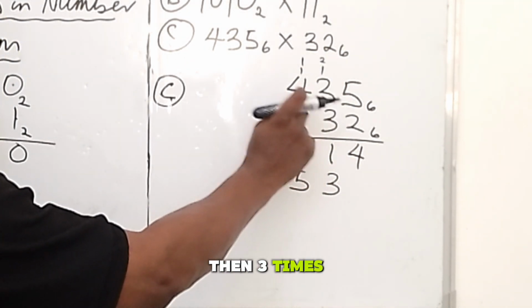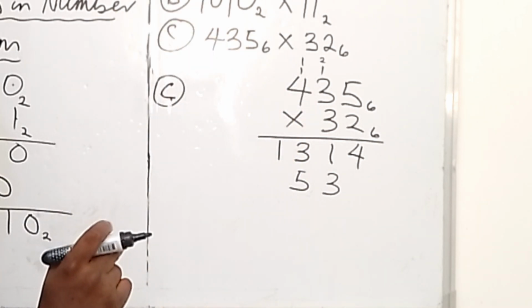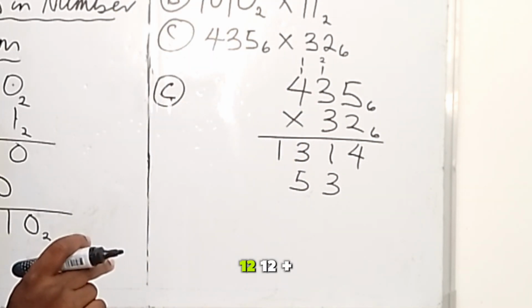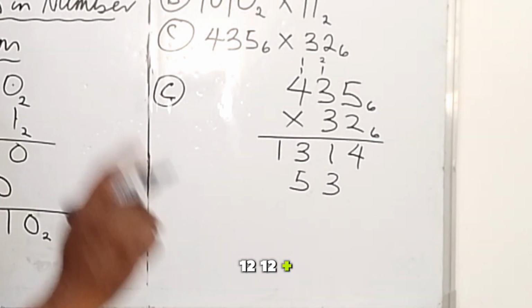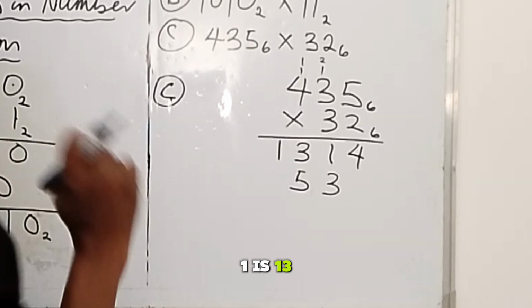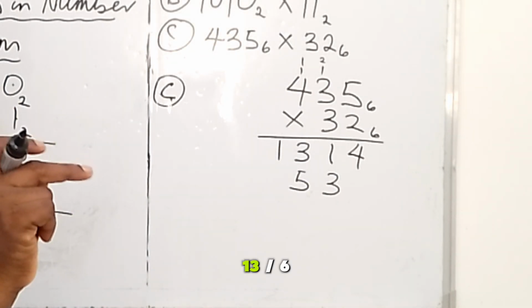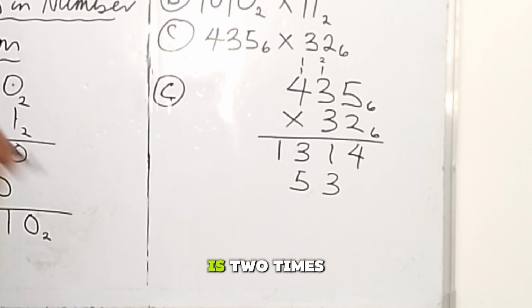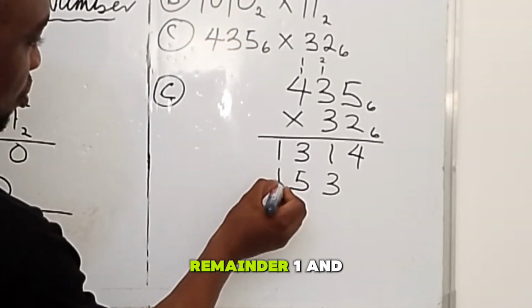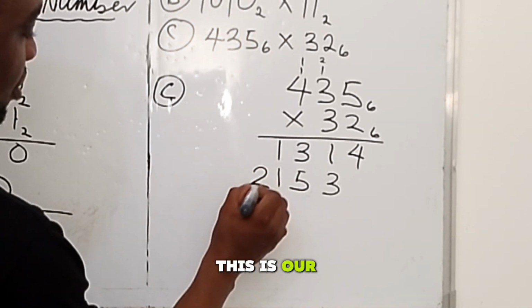Then 3 times 4 is what? 12. 12 plus 1 is 13. 13 divided by 6 is 2 times. Remainder what? 1. So our remainder 1 and this is our 2.